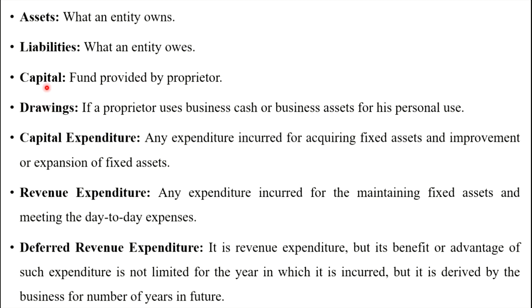Then capital. What is meant by capital? Fund provided by the proprietor. Proprietor is nothing but the owner of the business. When he introduces the money or fund in the business, that we term as a capital. Drawings. Drawings means if the owner or proprietor uses the business cash or business assets for his personal use, we treat as a drawings.